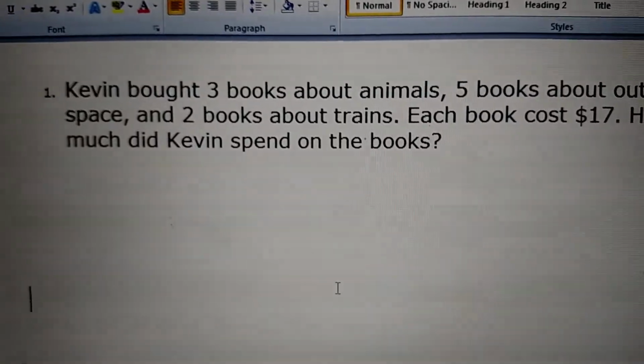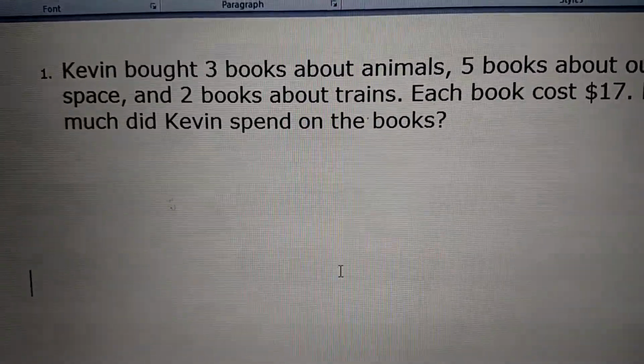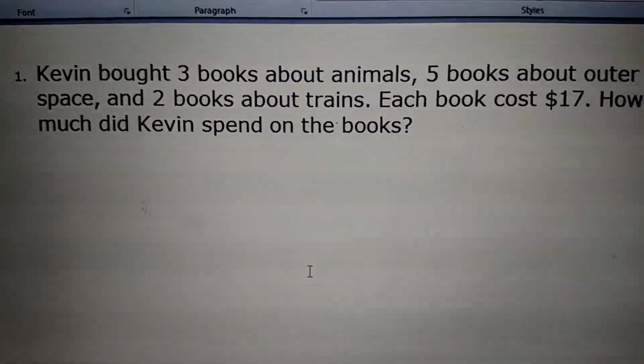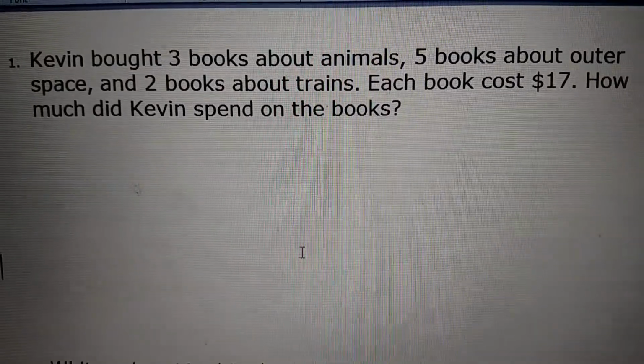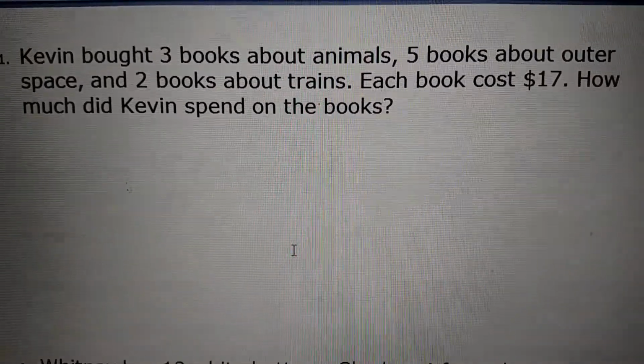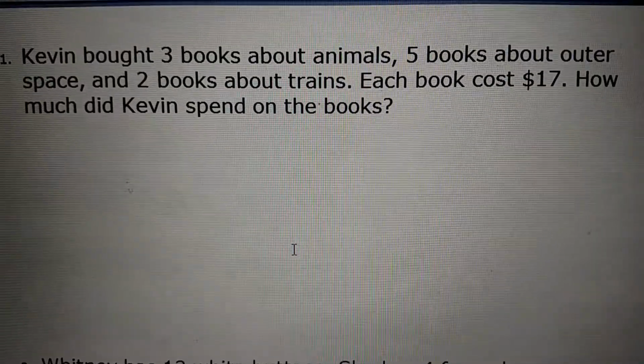For this week, so if you're stuck, this hopefully can help you out. Here's the first one. Kevin bought 3 books about animals, 5 books about outer space, and 2 books about trains. Each book cost $17. How much did Kevin spend on the books?